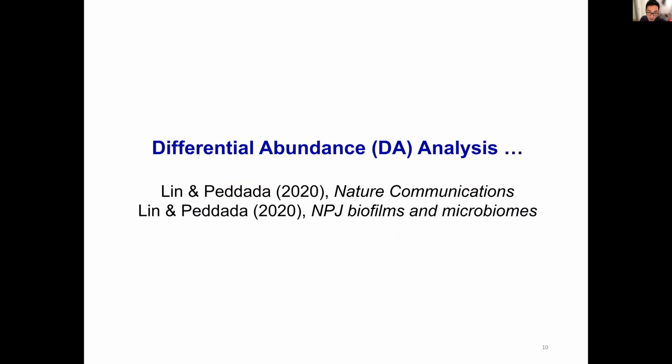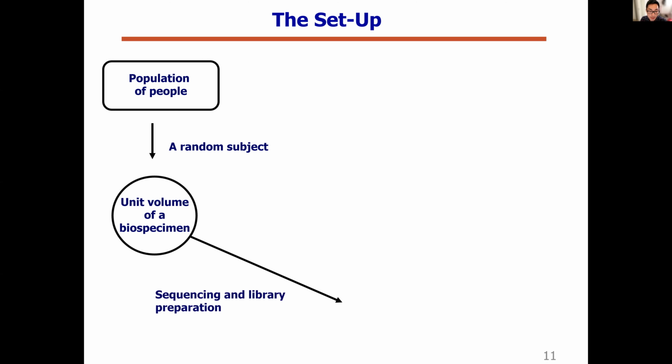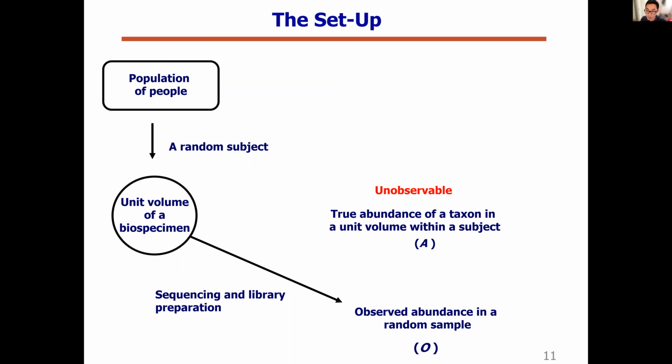So now we know there are some unique features of microbiome data, which lead to challenges in downstream analysis. Now I would like to talk about the first section of my topic today, which is differential abundance analysis. The problem setup looks like this. First of all, we have a population of people, and we can draw some random subjects out of this population. We take a unit volume of biospecimen and do some processing, such as sequencing and library preparation. We have our data, which is the observed abundance in a random sample, which we denote as O. So O is the random variable we can observe. However, what we are interested in is an unobservable variable, which we denote as A, the true abundance of a taxon in a unit volume in the ecosystem, such as the gut or oral environment.